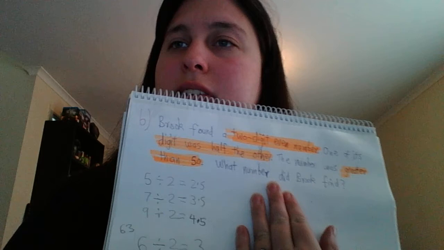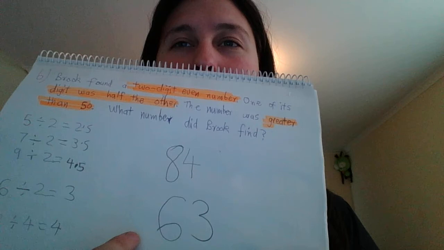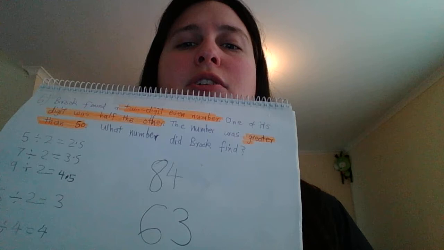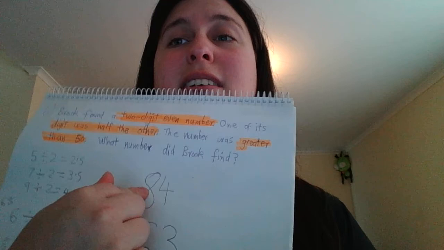Okay. Now let's look back at the question. Both numbers are over 50. Cool. Both numbers have a digit that's half the value of the other. Yep. Half of 6 is 3, half of 8 is 4. However, one of the numbers is odd, the other one is even. So 84 is the answer, as it is even and it fits all parts of the question. Done.